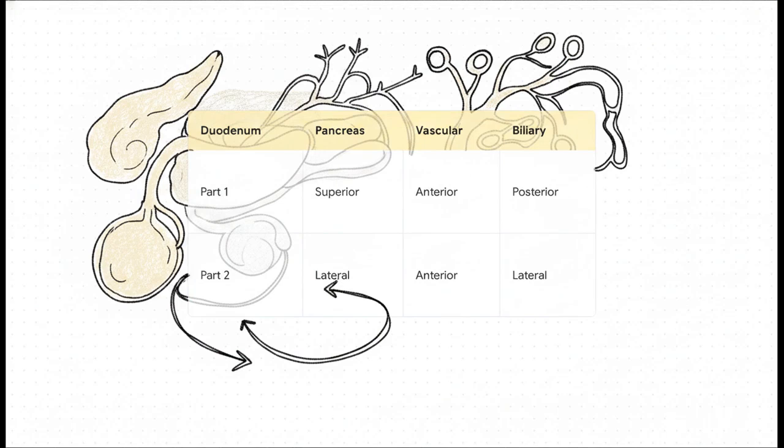It's like a 3D puzzle. Notice how the first part of the duodenum sits directly posterior to the gallbladder, but anterior to the common bile duct. And then the second part of the duodenum physically wraps around the lateral edge of the pancreatic head, which is where the bile duct ultimately enters. It's an incredibly tight, interwoven space in there.